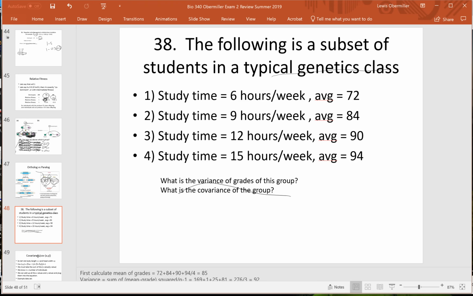Covariance. Oh boy. All right. So we're doing the covariance because we have number of hours of study and the average grade. So variance of the grades. So we'd need to do the means. 72 plus 84 plus 90 plus 94 divided by 4 gives us 85. That's the mean of all the grades.